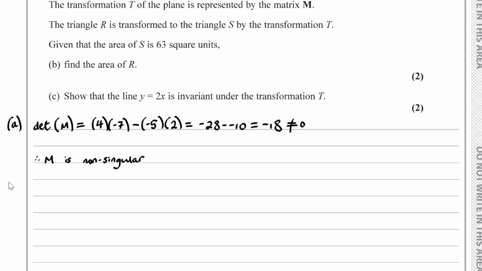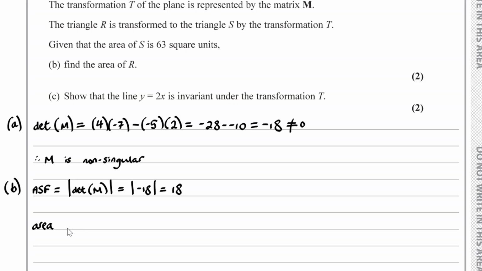First of all, we can find out the area scale factor. The area scale factor is equal to the magnitude of the determinant of M. So we have the magnitude of -18, which is 18. Our area scale factor is 18. And therefore, the area of R, we divide the area of S by the area scale factor to find out the area of R. That's similar to what you'd find at GCSEs.